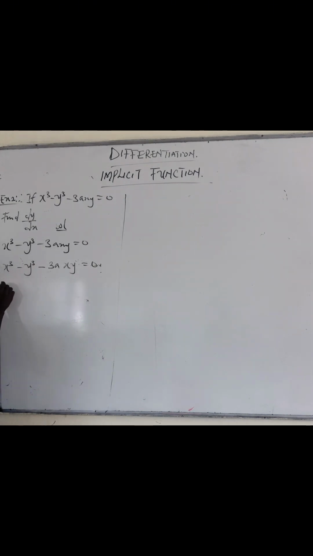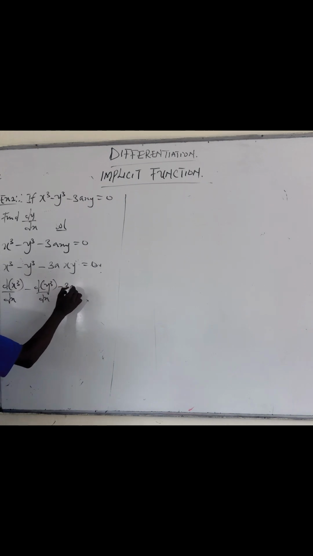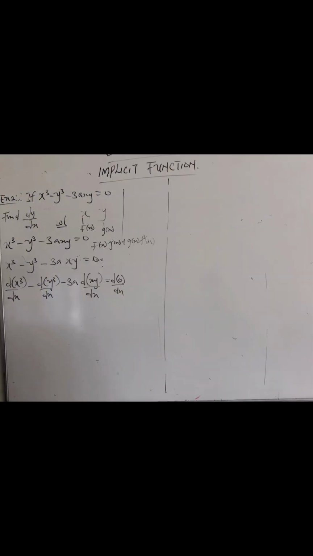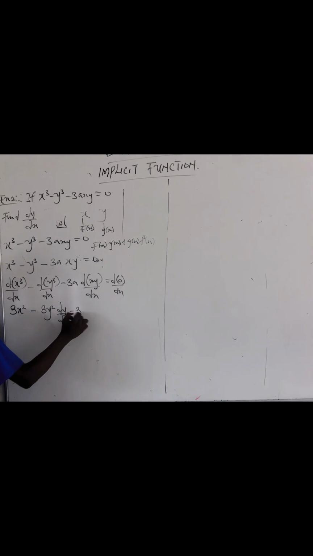So that is going to be d of s cubed over ds minus d of y cubed over ds minus 3a into d of sy over ds, which is equal to d of 0 over ds. So, if you differentiate s cubed, you are going to have 3s squared minus, if you differentiate y cubed, you have what? 3y squared dy over ds. Please take note. Minus 3a.